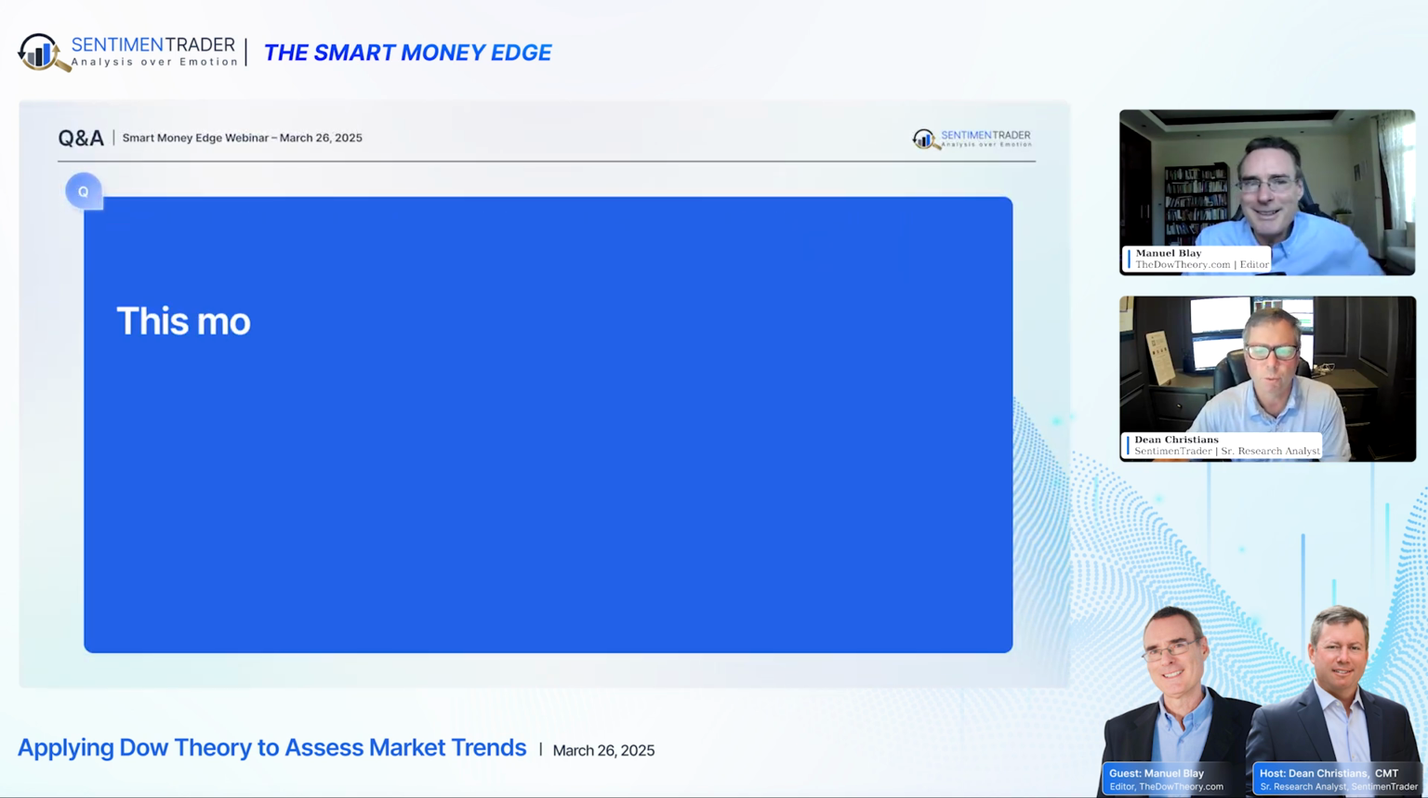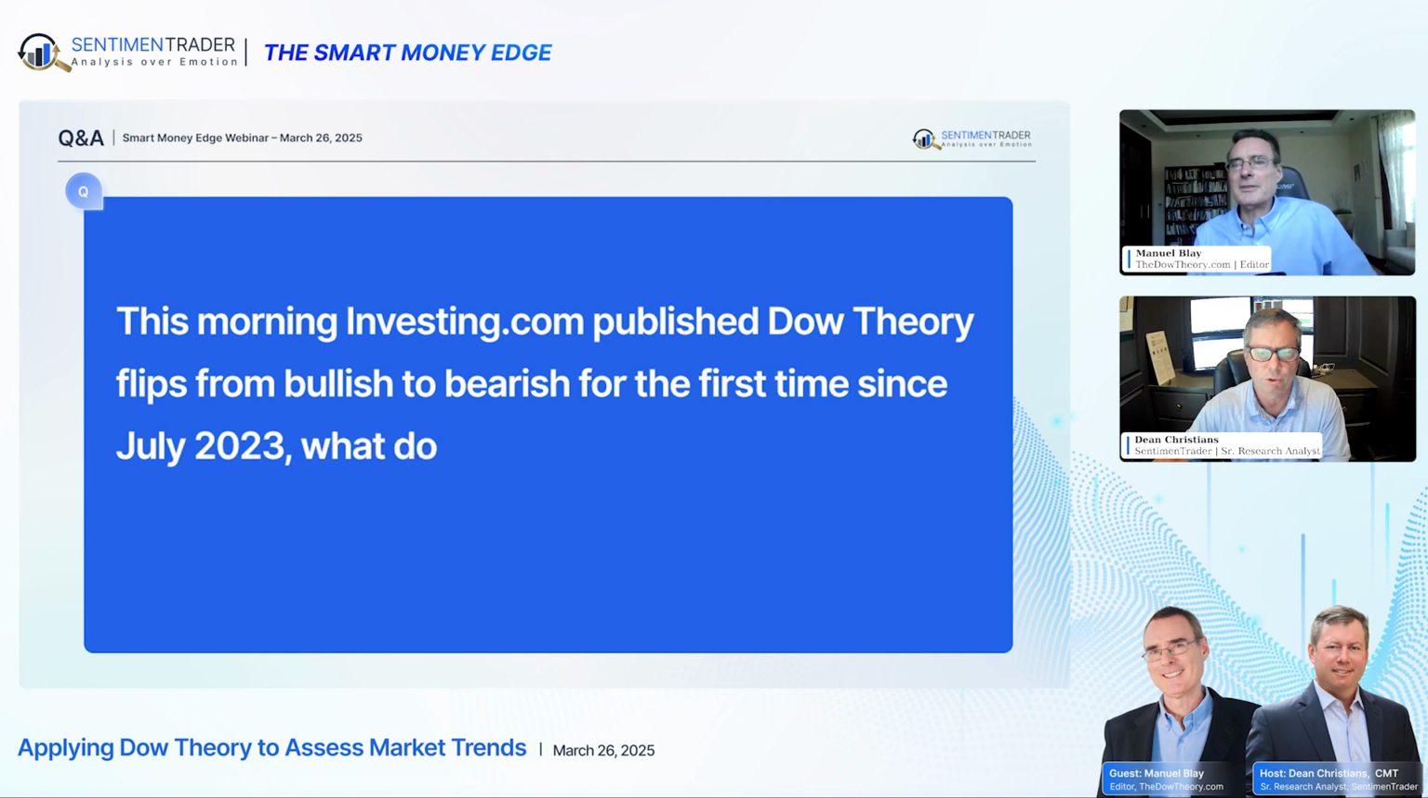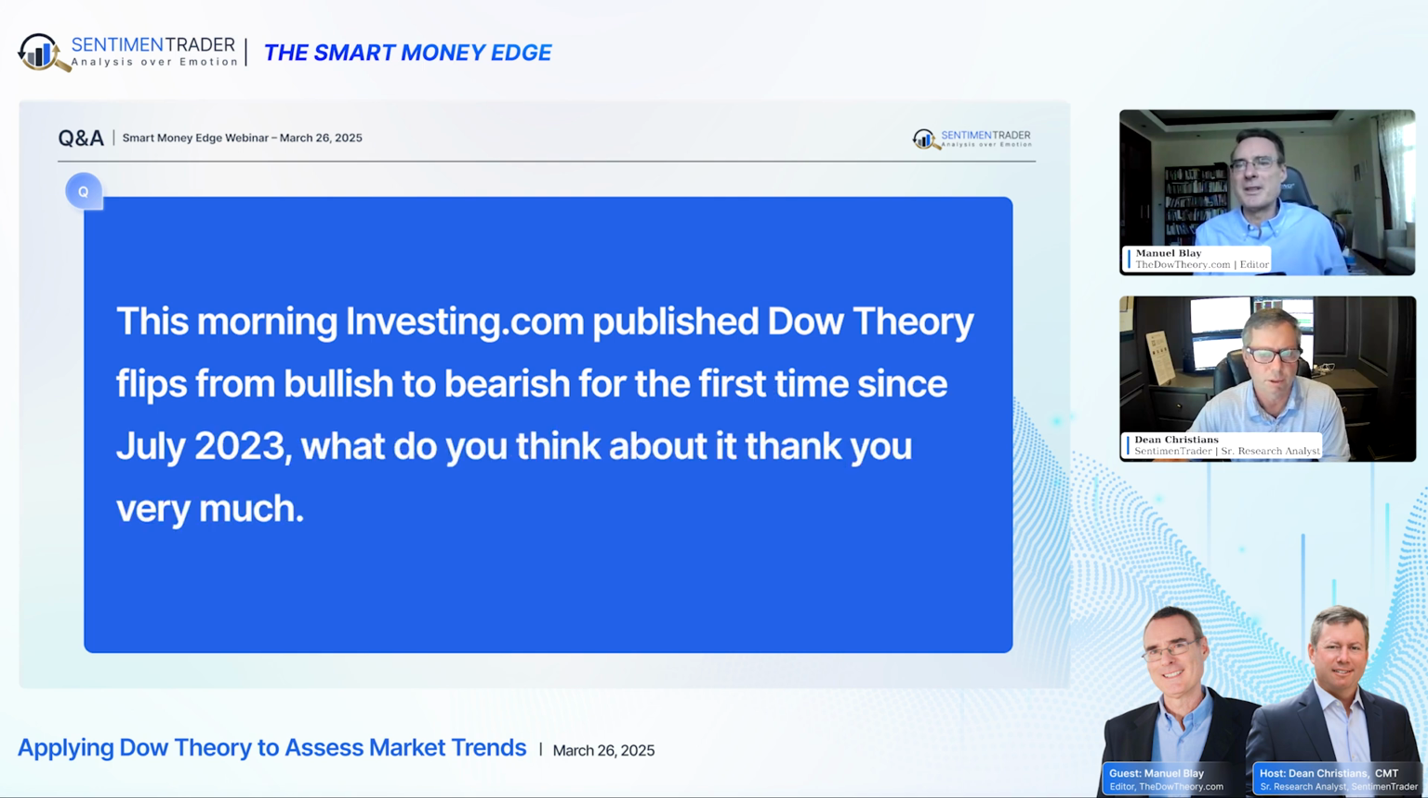Yeah, sure. This morning, vesting.com published that Dow Theory flipped from bullish to bearish. Is that the question you're talking about? Yes. Okay. So it said this morning, vesting.com published Dow Theory flipped from bullish to bearish for the first time since July 2023. What do you think about it?